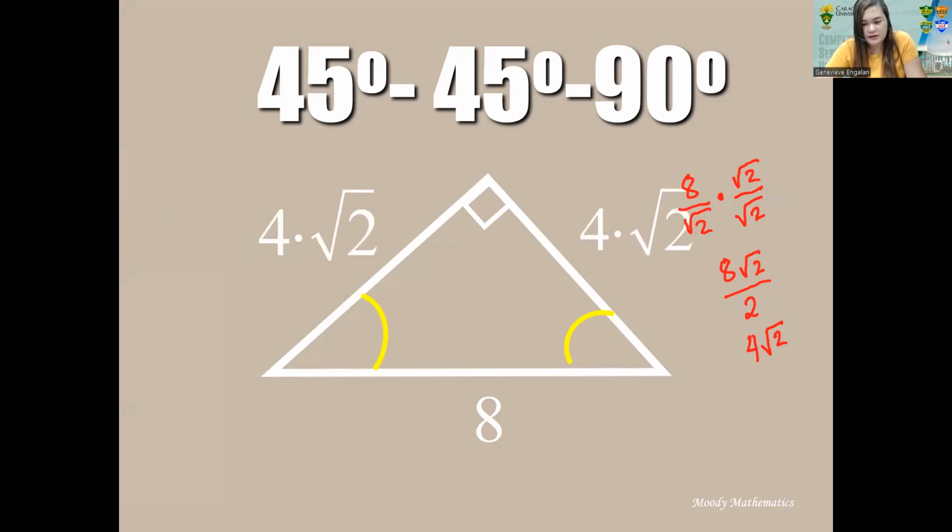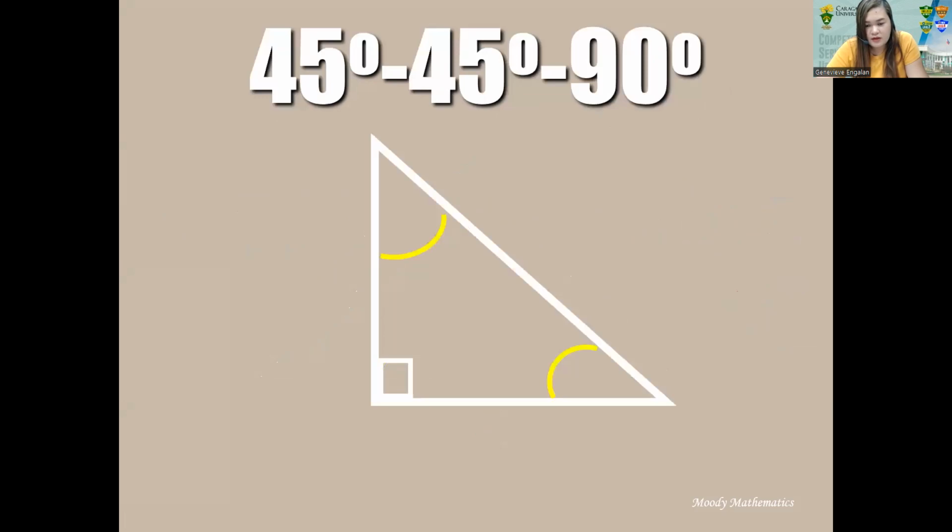Did you get it? Yes, ma'am. Okay. How about this one? We have 45, 45, 90 again. So, the measure of the hypotenuse is 20. What are the measures of the leg? 10 square root of 2. Okay, 10 square root of 2. That's correct.